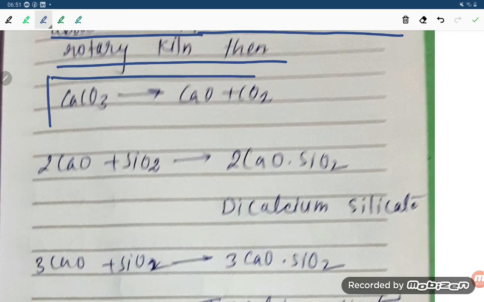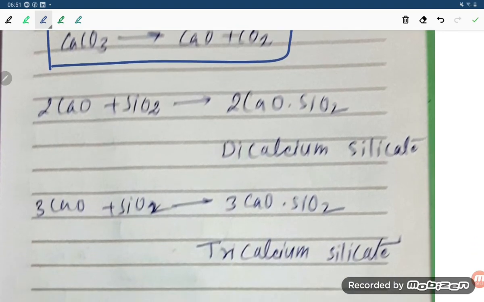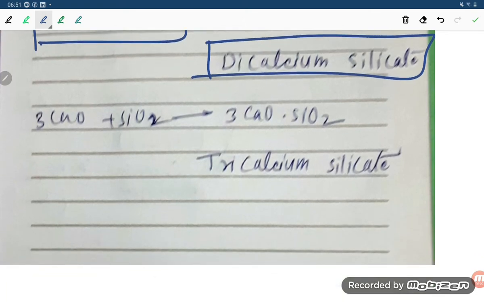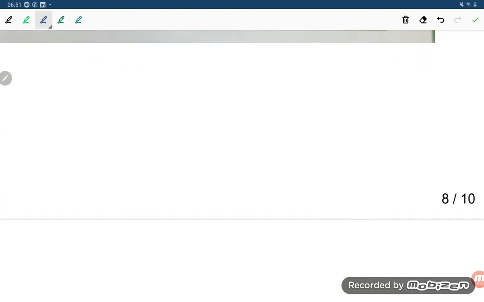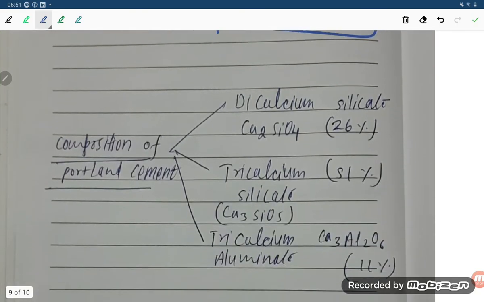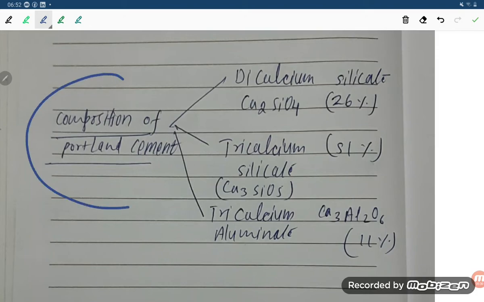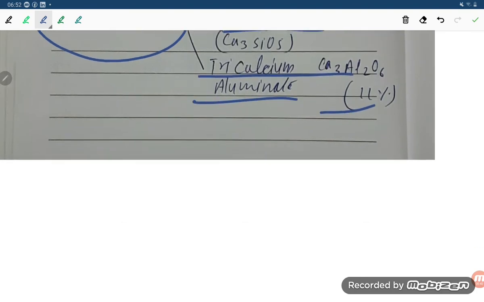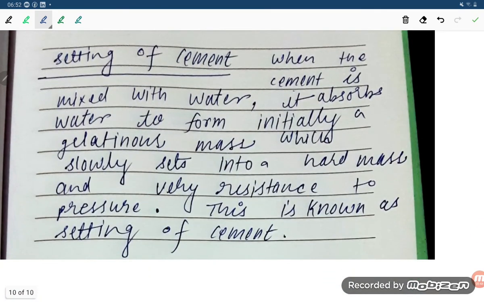Then calcium carbonate converts into CaO plus CO2. This CaO combines with the SiO2. It will give dicalcium silicate, then tricalcium silicate, and lastly tricalcium aluminate, and this is the mixture of the cement. In Portland cement, dicalcium silicate is 26%, tricalcium silicate is 51%, and tricalcium aluminate is 11%. That we have to keep in mind.